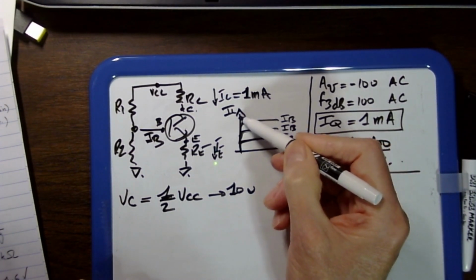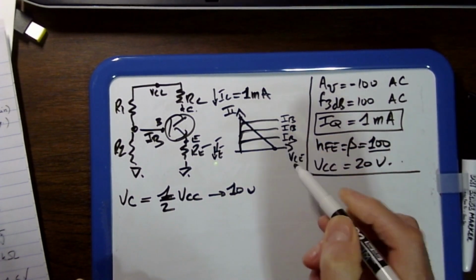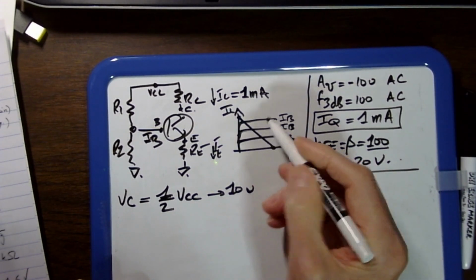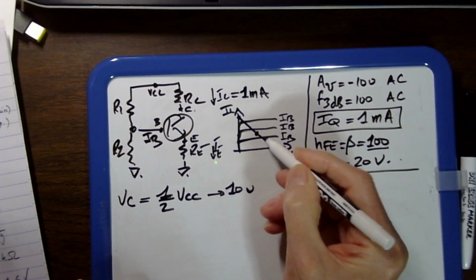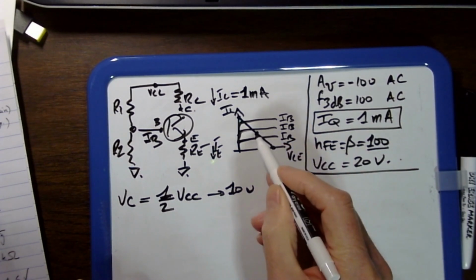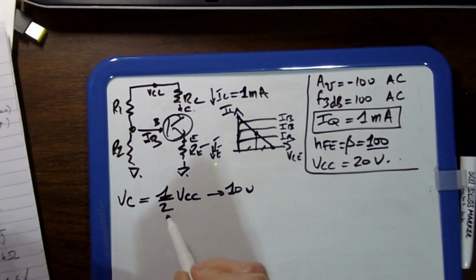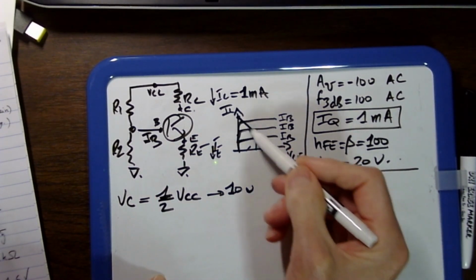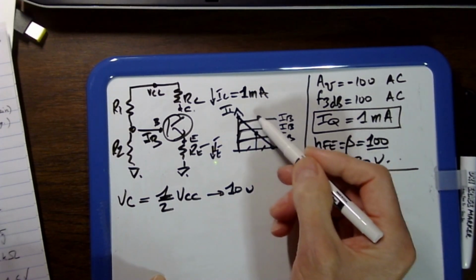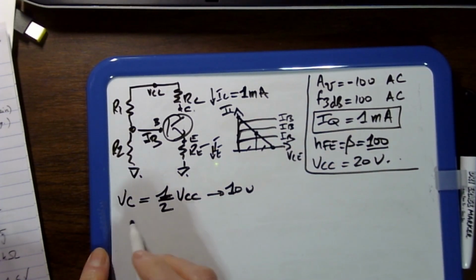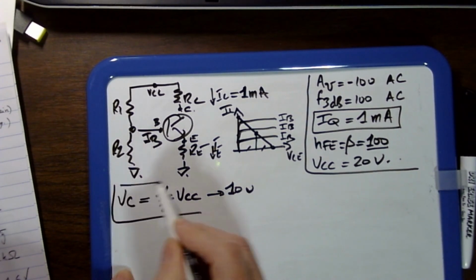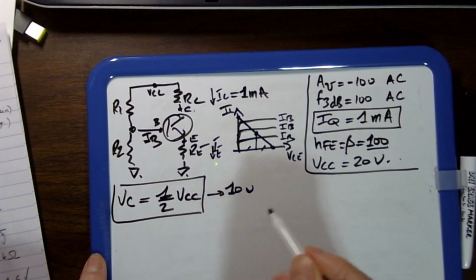So you draw the load line. This is the cutoff, this is saturation, and ideally you want your quiescent point, your operating point, to be at the middle. That's why you use half. That way, when you apply the AC, you can go either way and have the same response. So that's why you take half VCC for VC. VC equals half VCC. That's your equation. Easy.